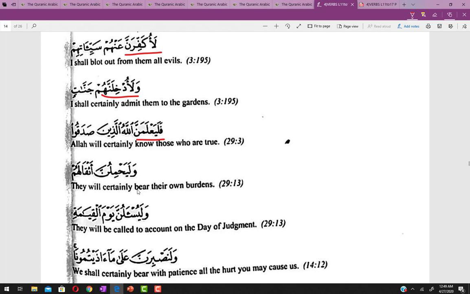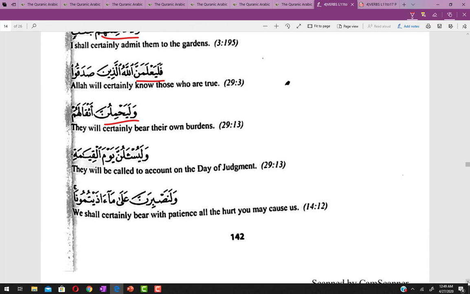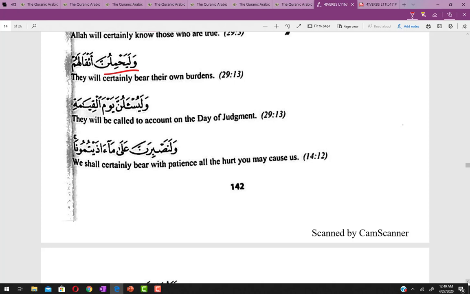وَلَيَحْمِلُنَّ أَثْقَالَهُمْ. So this is from hamala yahmilu, right? They will certainly, definitely bear their own burdens. And وَلَيُسْأَلُنَّ يَوْمَ الْقِيَامَةِ. So what do you think is the word here? Wala yus'alunna, right? And also notice that it is yus'alunna. It is not sa'ala yas'alu. It is not yas'alunna, right? It is yus'alunna, which means it is passive. It is majhool. So wala yus'alunna, they will be called out to account on the day of judgment.